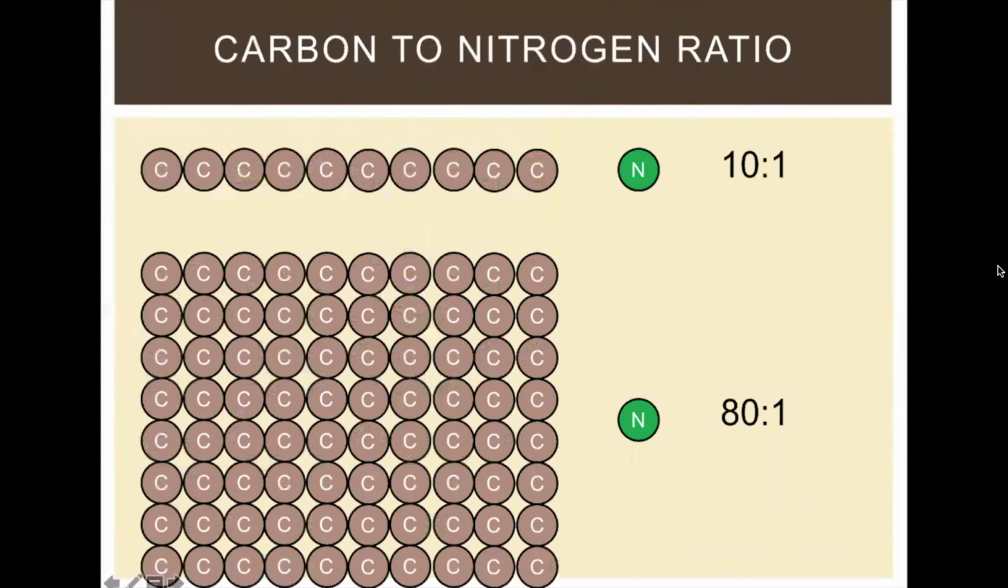As discussed earlier in this lecture, carbon to nitrogen ratio, or C to N, is the ratio of the mass of carbon to the mass of nitrogen in a substance. For example, a C to N of 10 to 1 means there are 10 units of carbon for each unit of nitrogen in the substance. The ideal carbon to nitrogen ratio is between 25 to 30 parts carbon to 1 part nitrogen.